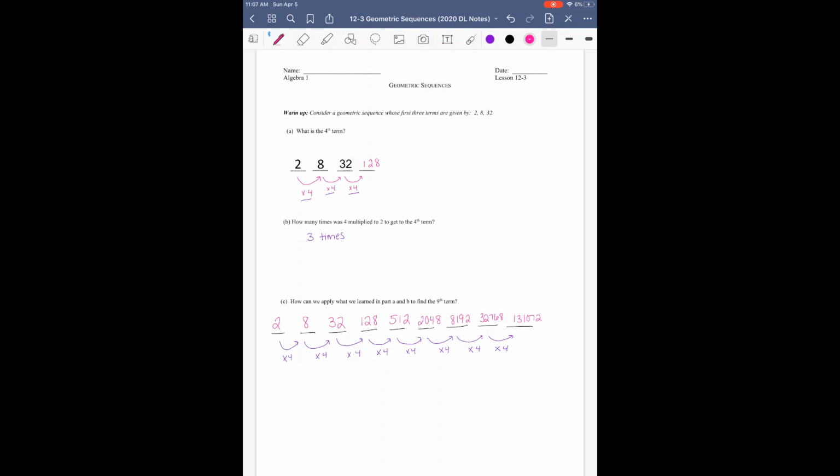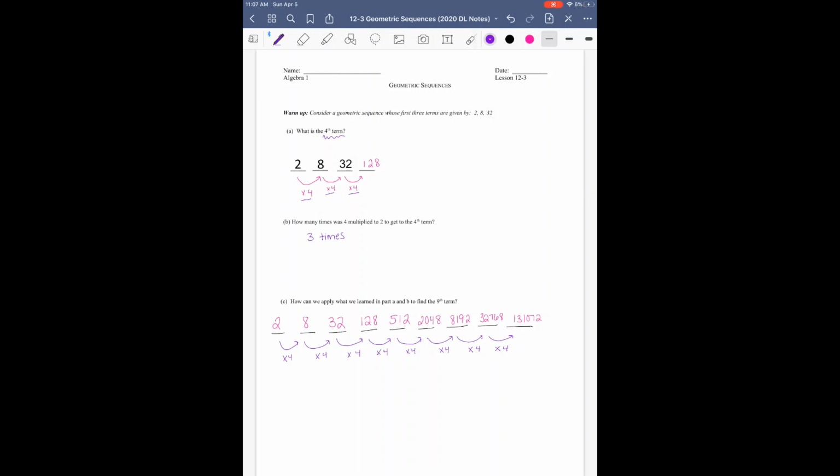Okay, so we could continue that multiplying pattern to get my ninth term, but there is a shortcut method, similar to the arithmetic sequences, that's going to help me get these terms a lot quicker. So let's think back to our first example here where we multiplied by 4, and we multiplied by 4 3 times, which was 1 less than the term number, right? So I did 4 times 4 times 4. So I multiplied by 4 3 times to get the fourth term.